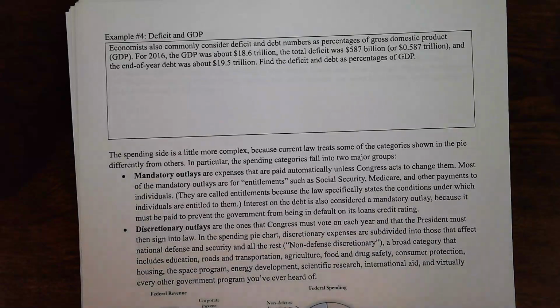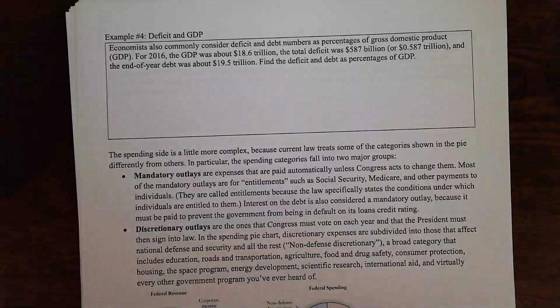Before, economists also commonly consider deficit and debt numbers as percentages of gross domestic product, GDP. For 2016, the GDP was about 18.6 trillion. The total deficit was 587 billion, or 0.587 trillion. And the end of year debt was about 19.5 trillion. Find the deficit and the debt as percentages of the GDP.